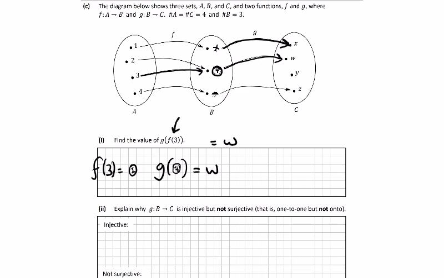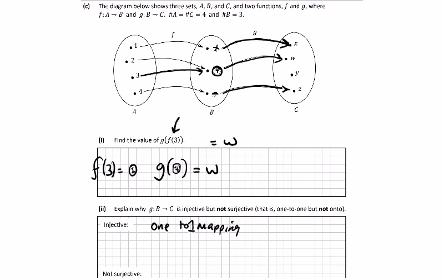Right, B to C is injective. Why is that? Why is B to C injective? Well, it's a one-to-one mapping. One-to-one mapping is injective. Just put one-to-one mapping. Every element in B has an element in C.